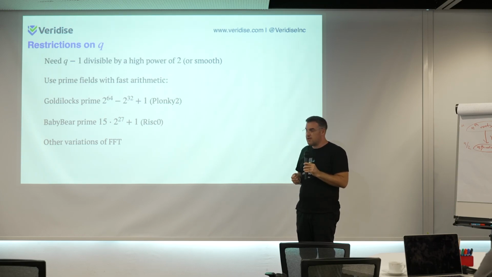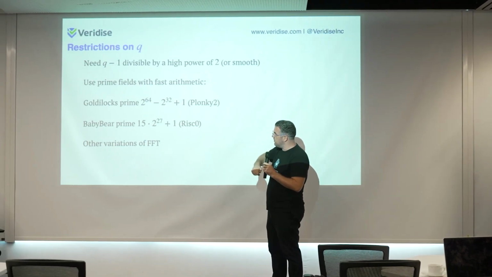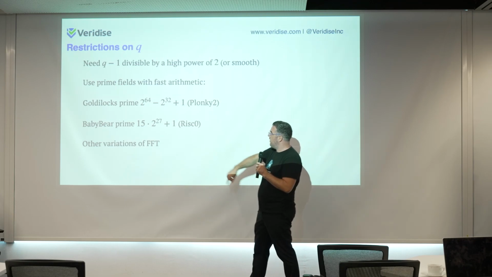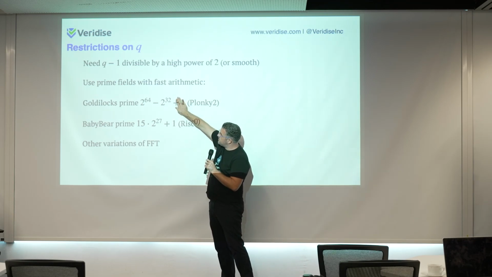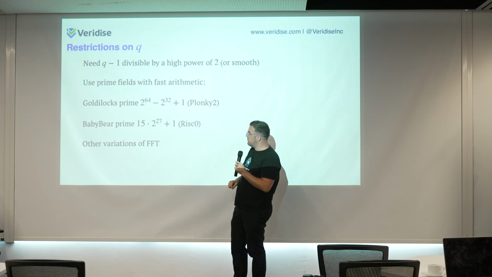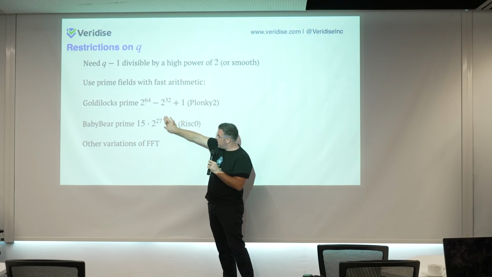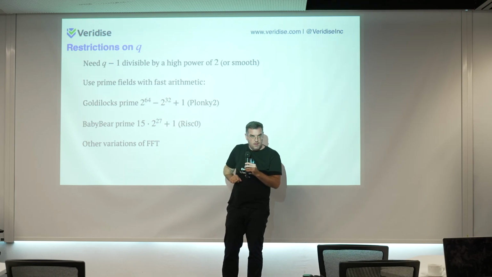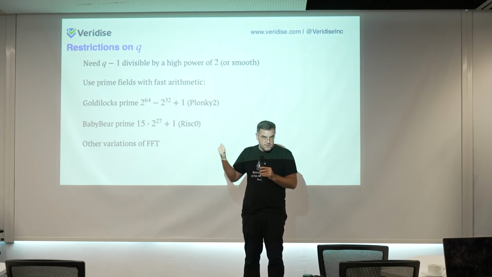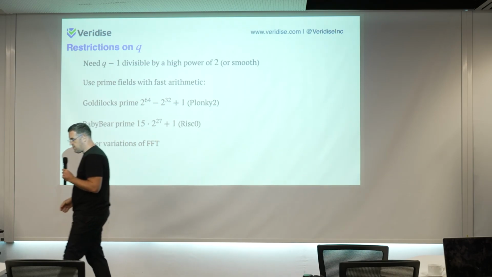So people started looking for fields such that the size of the field minus 1 is highly divisible by 2. Plonky2 uses what's known as the Goldilocks prime. If you look at p minus 1, you get this term over here, which is divisible by 2 to the 32. Or RISC Zero uses BabyBear, where the power of 2 dividing p minus 1 is 27. But this kind of restricts where you can work. You might not want to work with these very particular primes. You might want to work with primes that offer you better arithmetic.